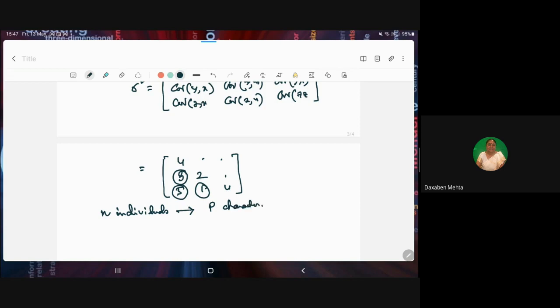That means p is the variate. Number of variables is p. So your data matrix, or the data points, we rather call it, that is n cross p. And the matrix is like this.